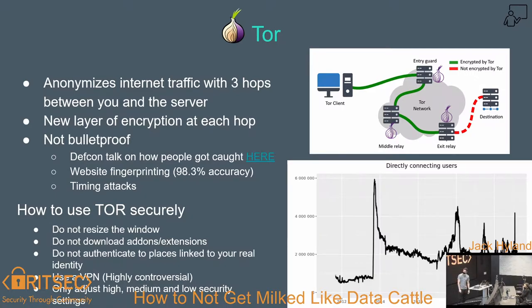But yeah, so how to use Tor securely. There's a lot of ways to not use Tor correctly, and those are all shown in that DEF CON talk if you want to watch it. It's really good. It talks about all the ways people have gotten caught. Website fingerprinting as well. I worked a lot with Dr. Wright on that. He has a great paper on how he got 98.3% accuracy on fingerprinting Tor traffic just on the network patterns, not breaking any encryption or anything. So that's really interesting. There's also timing attacks, which the NSA was using. And yeah, so how to use it securely.